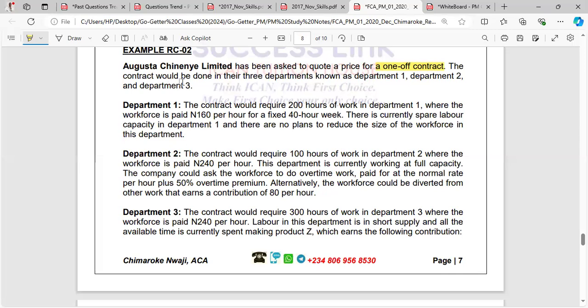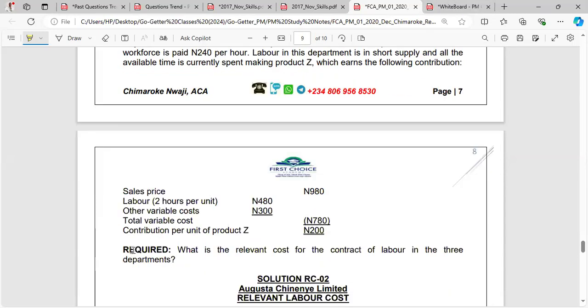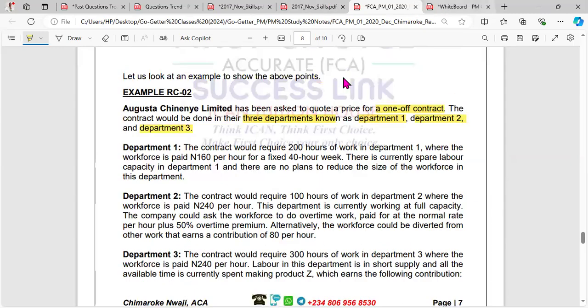Now, the contract will be done in three departments known as Department 1, Department 2, and Department 3. So let's go straight to the question now. It said, required: what is the relevant cost of the contract of labor in the three departments? So let's go now and tackle this one.